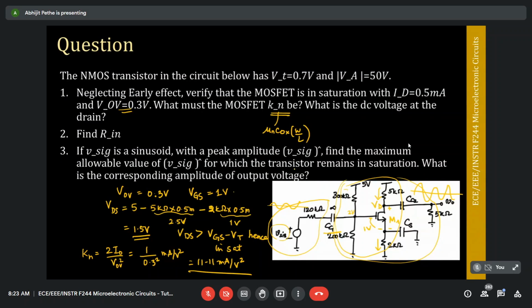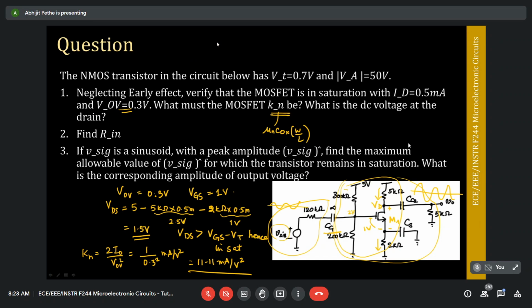Can somebody calculate the gain from V signal to V out? What is the gain of this amplifier? Minus GMRD upon 1 plus GMRS, because look at where the coupling capacitors are carefully. So at small signal, what happens to the coupling capacitors? They're shorted. So which are all the shorted capacitors? CS is going to short, CC2 is going to short, CC1 is going to short, right? So is it a source degenerated CS amplifier or is it just a CS amplifier? It's just a CS amplifier, right? Because this 2 kilo ohm is going to get shorted. So what is the gain from this point to output?